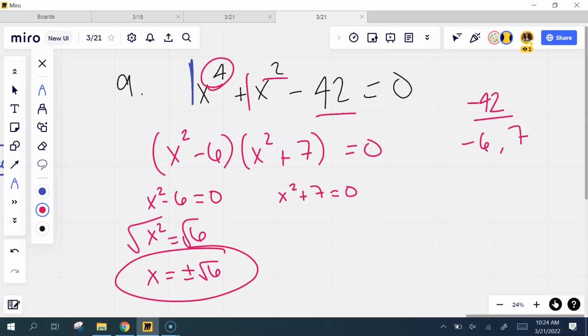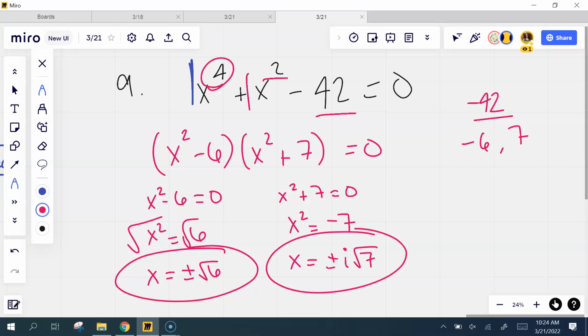All right, how about the next one? Close. Plus or minus i root 7. That's exactly right. There's two solutions, which gives me my 4 that I was looking for.